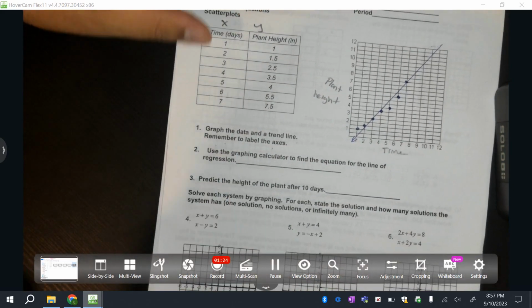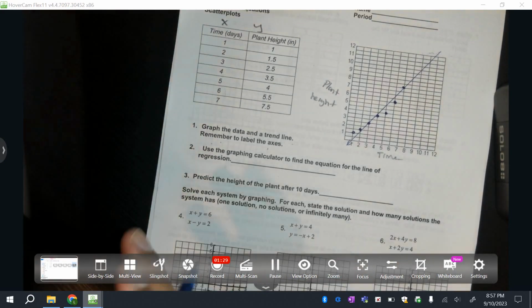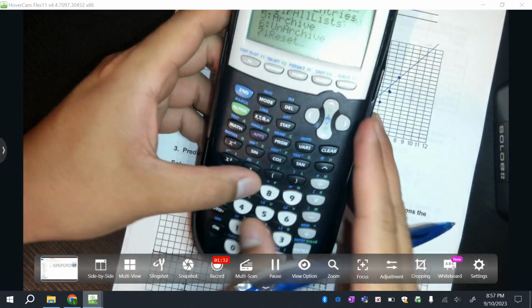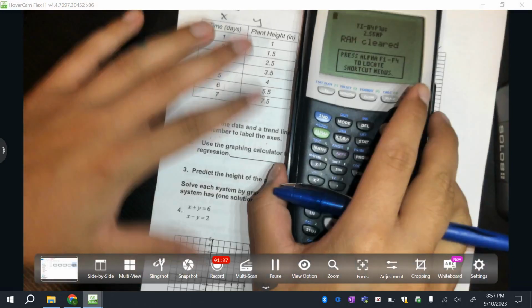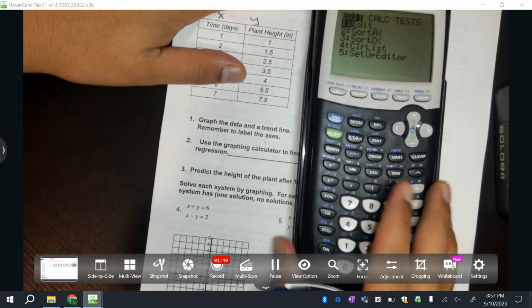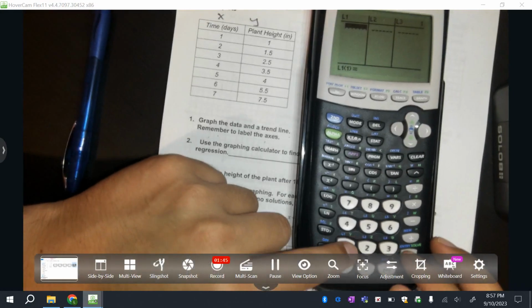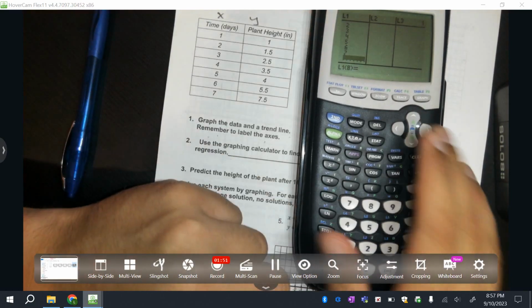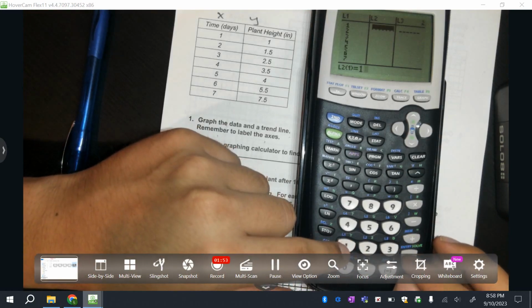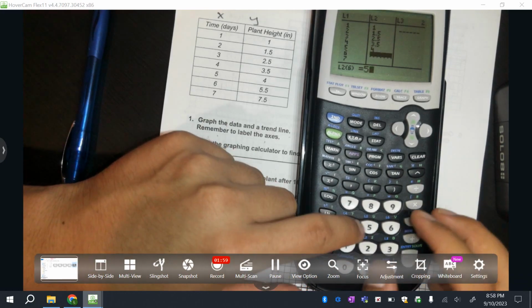Alright, so then for number 2 it says use the graphing calculator to find the equation for the line of regression. Alright, so let's do that. I'm going to start my calculator over. Step 1 is to go to stat, then go to edit. We're going to put the x values in L1, so 1, 2, 3, 4, 5, 6, 7. And then we got 1, 1.5, 2.5, 3.5, 4, 5.5, 7.5 for L2. So that's going to be the plant height.